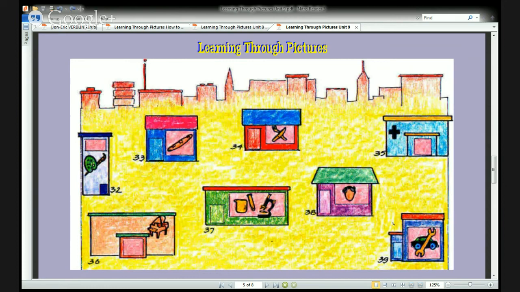What about on the far right side? Can you see what that is? Hospital. It's a hospital. There's a cross. The colors are not that clear. It's a little hard to see. It's supposed to be a green cross, I think.